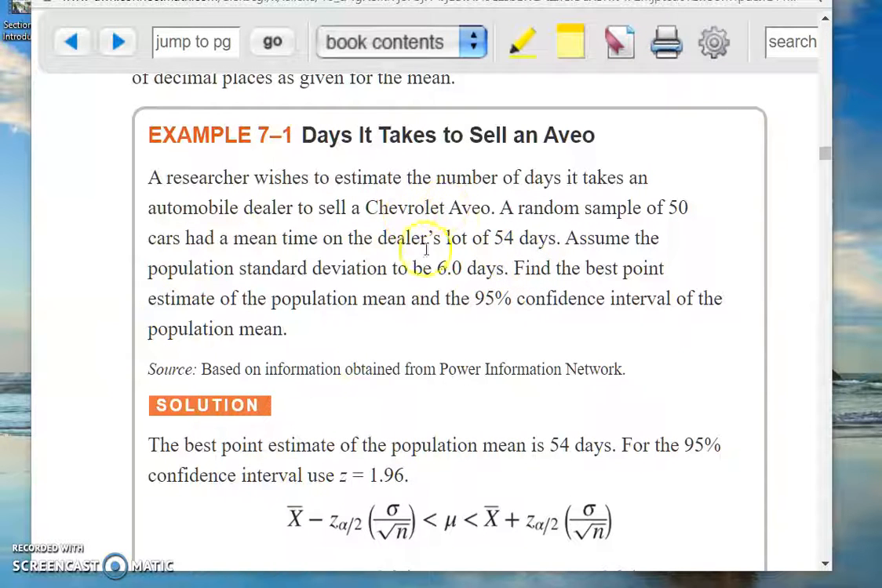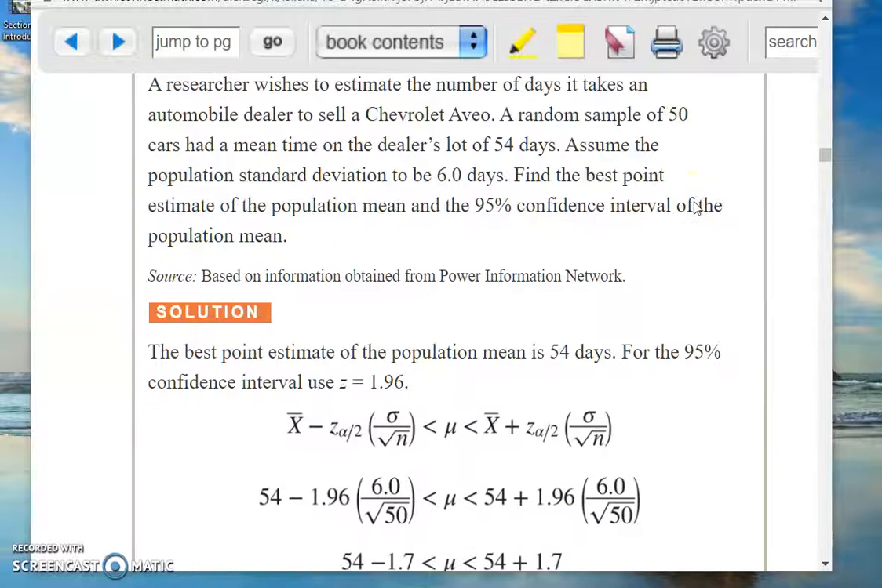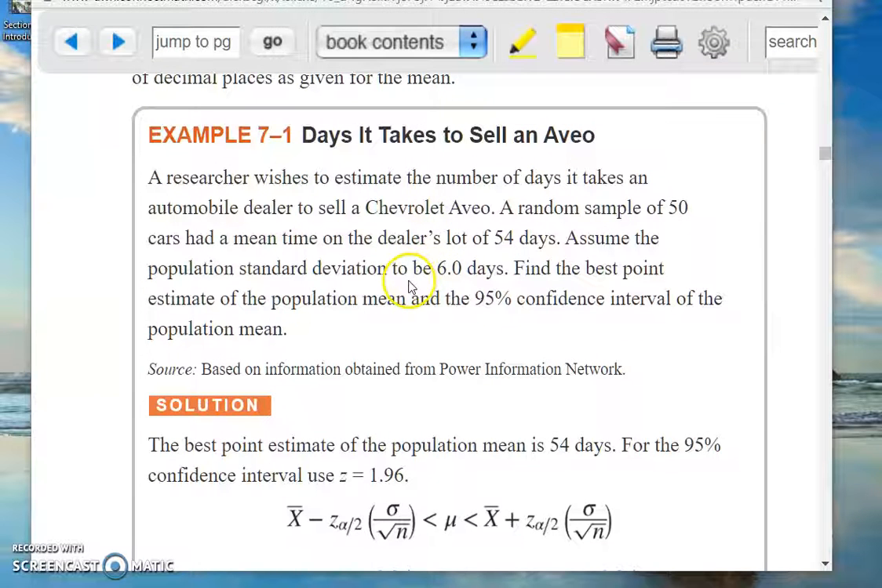Okay, so we want to find out how many days it takes to sell a certain type of car. We have a random sample of 50 cars, so our n is 50. It had a mean time on the lot of 54 days, so our X bar is 54. And assume the standard deviation is 6 days. Find the best point estimate of the population mean and the 95% confidence interval of the population mean.